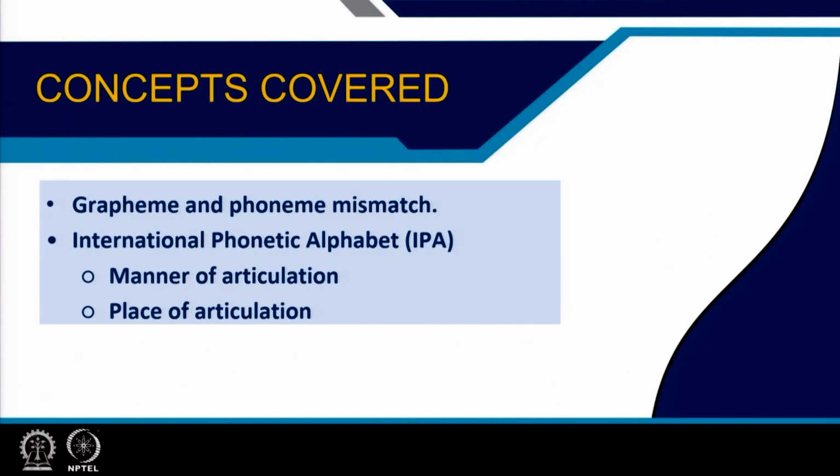Today we will talk about IPA, the International Phonetic Alphabet. So, why do we need IPA? There is a mismatch between grapheme and phoneme. We will talk about that, and then we will talk about the IPA chart and how the sound symbols are organized based on the manner of articulation and place of articulation. We will also look at various manners of articulation and places of articulation.